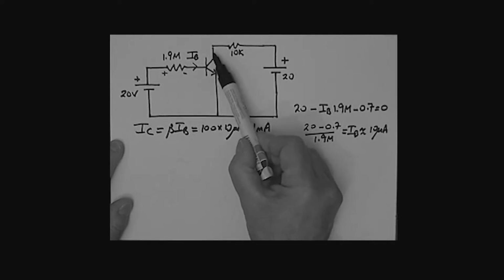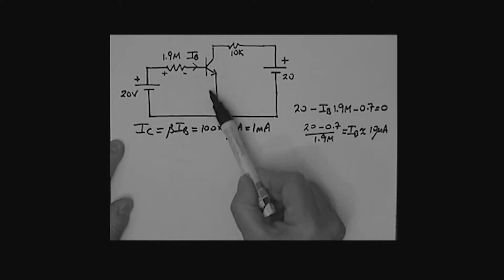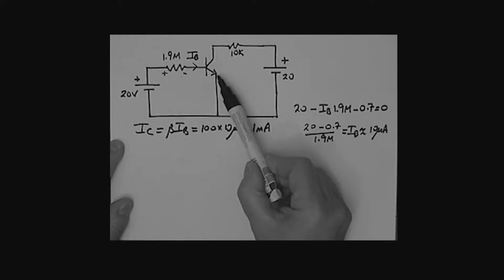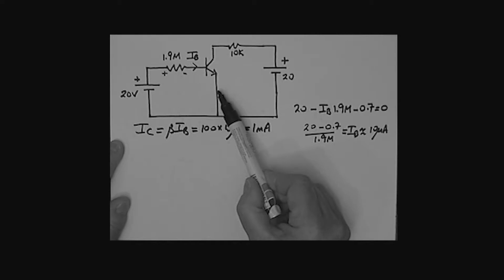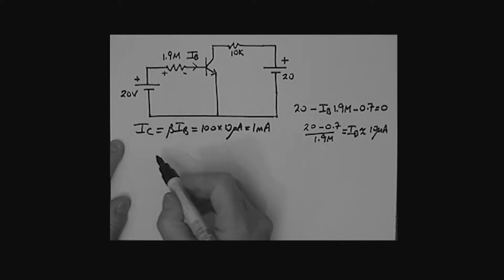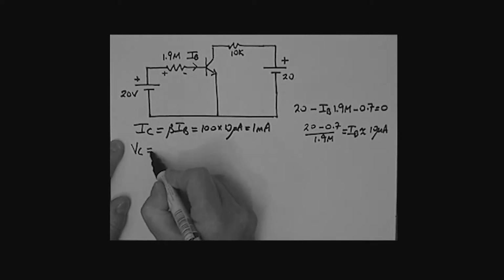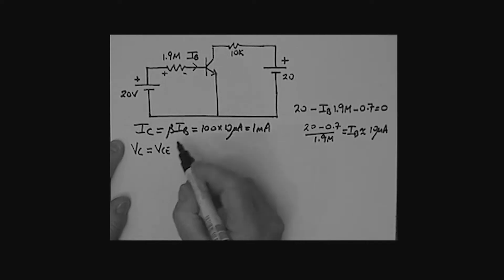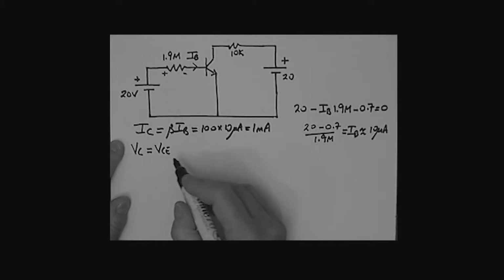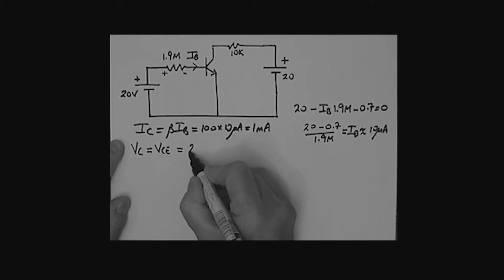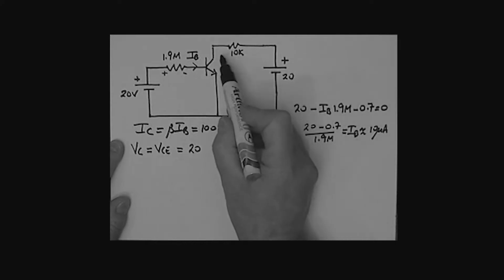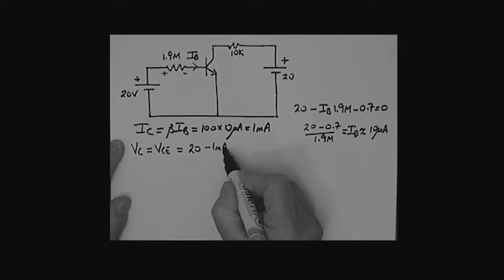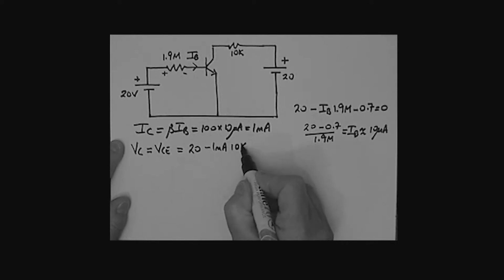If you wanted to find the voltage at the collector, that's that voltage there with respect to the common, which in this case is the same as the collector emitter voltage VCE. That's pretty easy. In this case VC is equal to VCE. That's not true if I had an emitter resistor here, but in this case it is true. And so that's 20, this voltage, minus the drop across the 10K resistor, which is 1 milliamp times that 10K resistor.